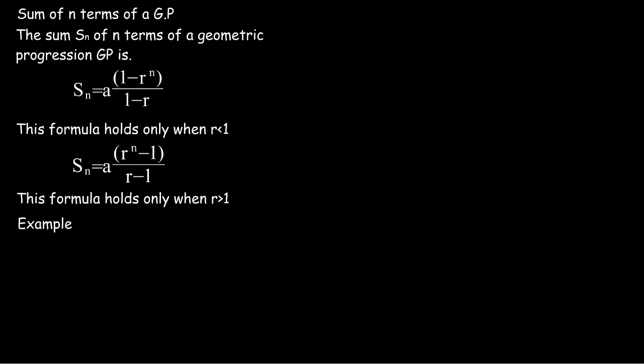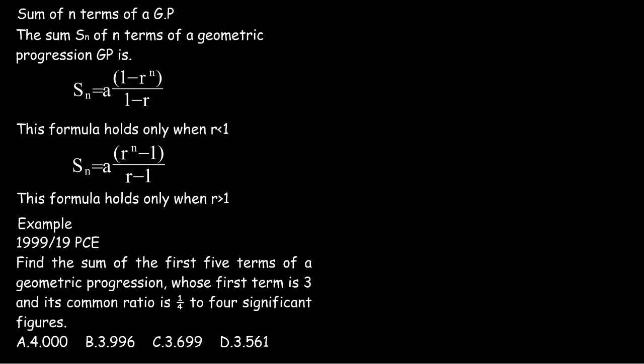Now we have an example. It's from PCE 1999. It states: find the sum of the first 5 terms of a geometric progression whose first term is 3 and its common ratio is 1/4, to 4 significant figures.